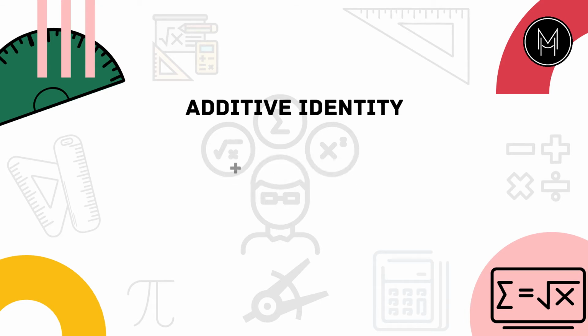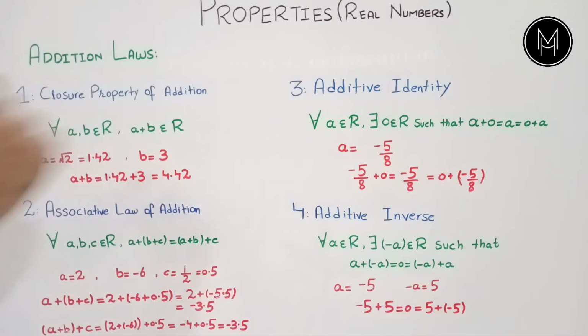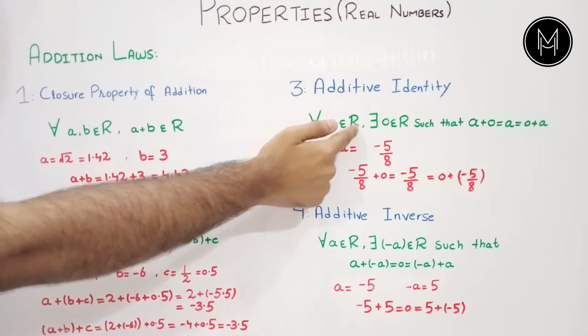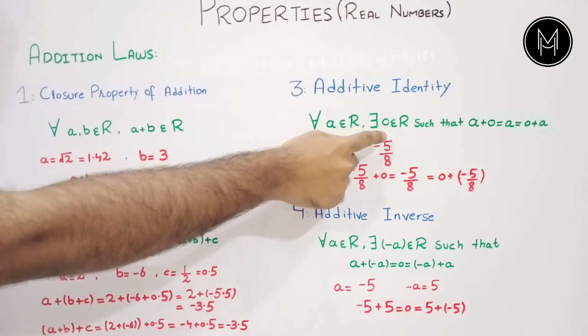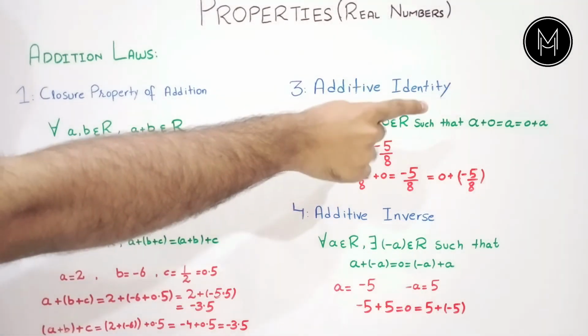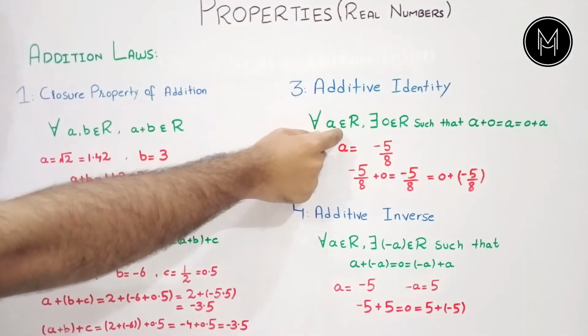Means if we add 0 to any other real number, then we will get back the actual number, as 0 does not change the actual number. So this is the expression of additive identity. For all a that is a member of R, and this symbol represents "there exists", this means that 0 also exists in the real set, such that if we add a to 0 or 0 to a, we will get back the same number, that is a.